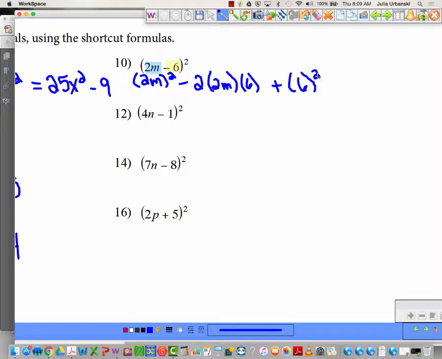Please don't write this out every time. This is just for you to see where everything's coming from. The first term, 2m, gets squared. And then it's minus 2 times the two numbers multiplied together, and then it's plus the last term squared. So it would technically come out to be 4m squared minus, 2 times 6 is 12, 12 times 2 is 24. Make sure I multiplied that right. 24m, and then plus 36.